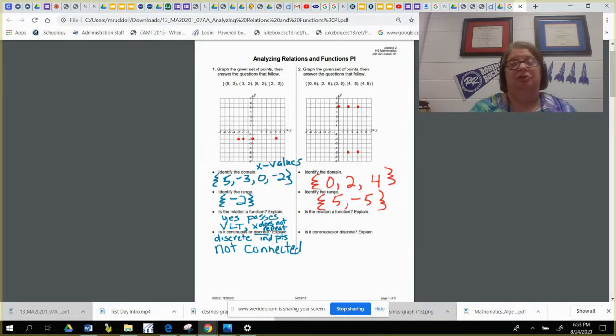Is the relation a function? We talked about a vertical line test. If we were to draw a vertical line here, it crosses through 2 points. If we draw a vertical line here, it crosses through 2 points. If we list those points, you notice that the x's repeat. You've got 2 and 2 and 4 and 4. So is this a function? No, it's not, because the x repeats.